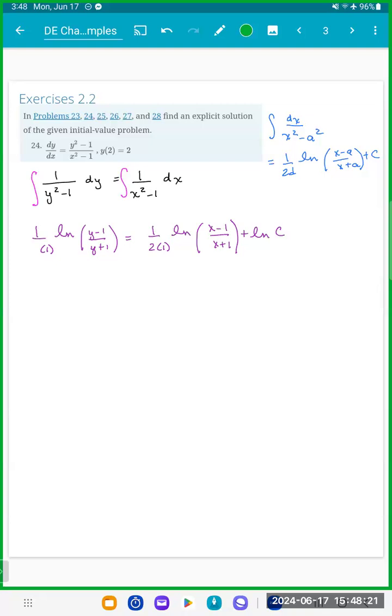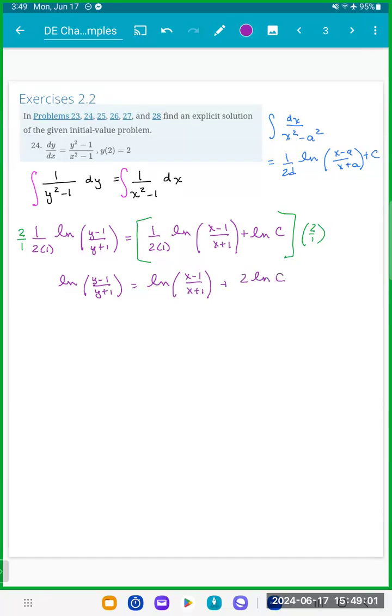Like if I want to get rid of this 1/2 over here, I can multiply by 2 over 1. I have to do it to the whole right-hand side. So we could do that. And that leads us to simplifying where we have ln of (y minus 1)/(y plus 1) equal to the ln of (x minus 1)/(x plus 1) plus 2 ln of c.